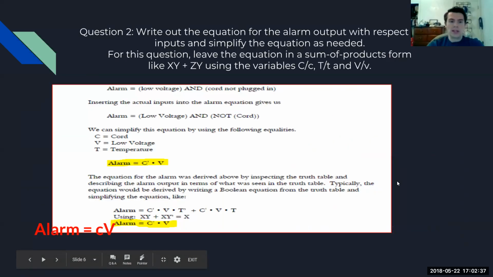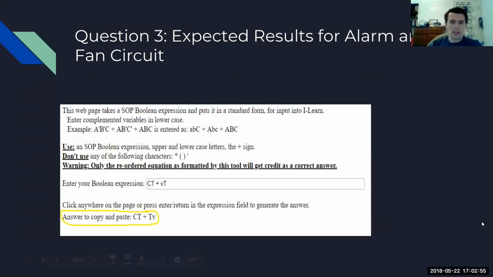And likewise, we did the same thing for the alarm circuit. However, the lab gave us the equations for the alarm, as well as the simplified version. As you can see in the bottom here in red, the alarm is represented by the equation not C and V. And here is a quick screenshot of the web page we used to simplify the results, to apply those into iLearn. It gives us the same equation, just in a different rearrangement.